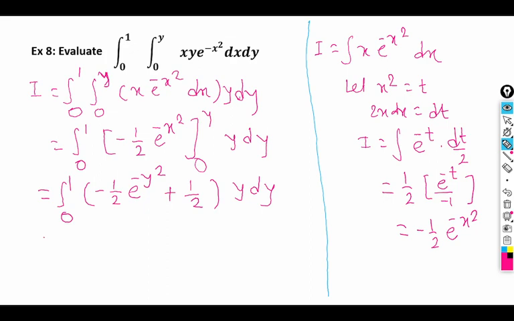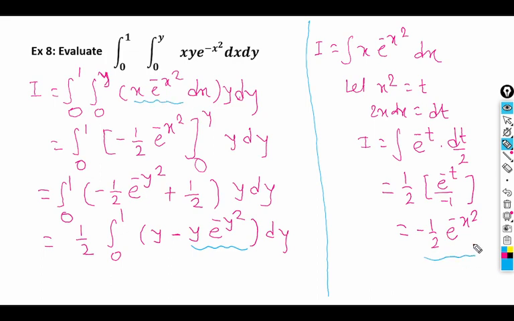Now throughout this, 1 by 2 is a constant outside the integral. We are left with integral 0 to 1. So y into 1 is y, and here is minus y e raised to minus y square. Now, a very interesting thing here: if you observe, this is the integral of y e raised to minus y square, and initially it was x e raised to minus x square. Exactly the same way we get the integral. The integral of y e raised to minus y square is minus 1 by 2 e raised to minus y square. So this is the way we can write it.